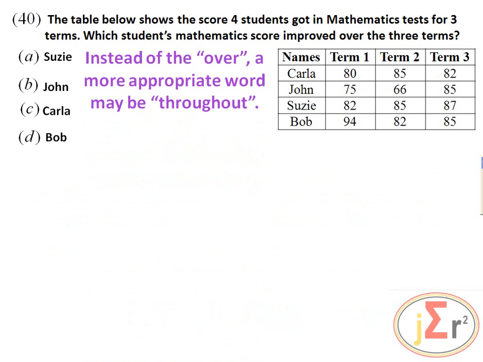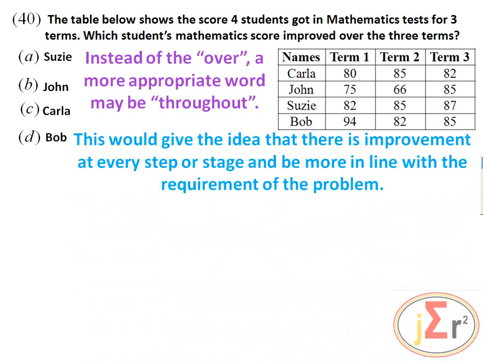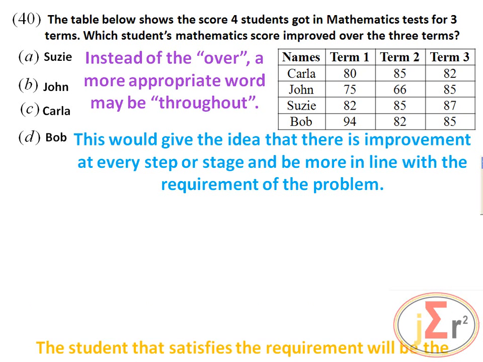Instead of the word over, a more appropriate word may be throughout. This would give the idea that there is improvement at every step or stage and be more in line with the requirement of the problem. So if we say throughout instead of over, then it might give the impression that we are talking about which one shows improvement at every step of the way.